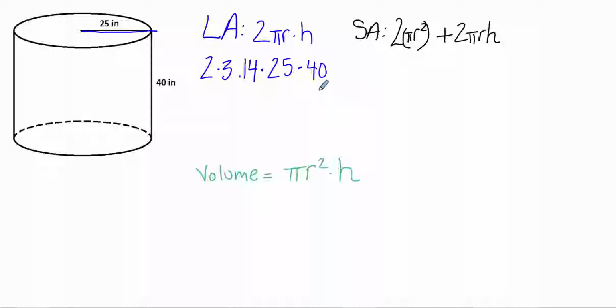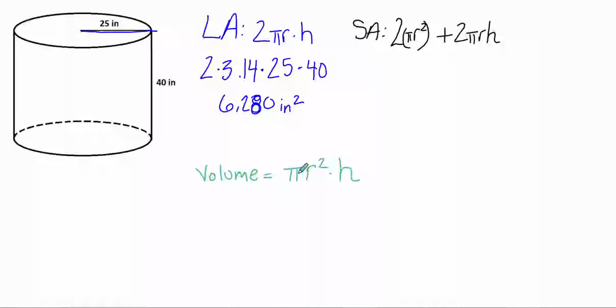I'm just going to type it all right into my calculator. We're going to take the 2 times 3.14 times 25 times 40 and get 6,280. Because I was finding area, it's going to be inches squared.